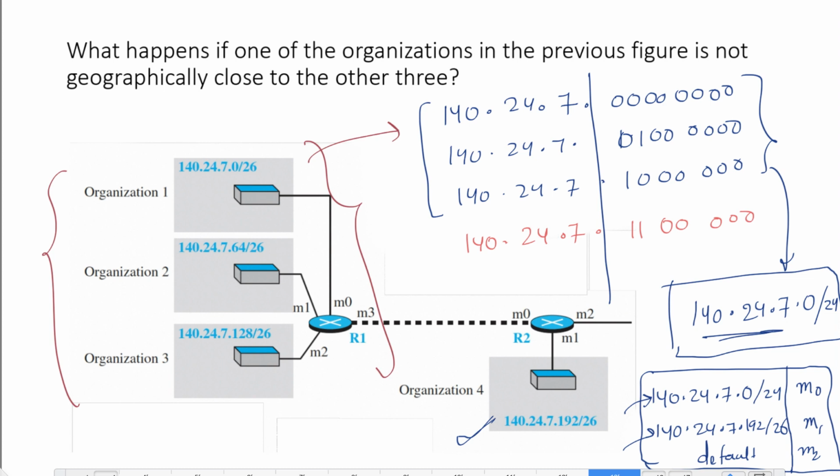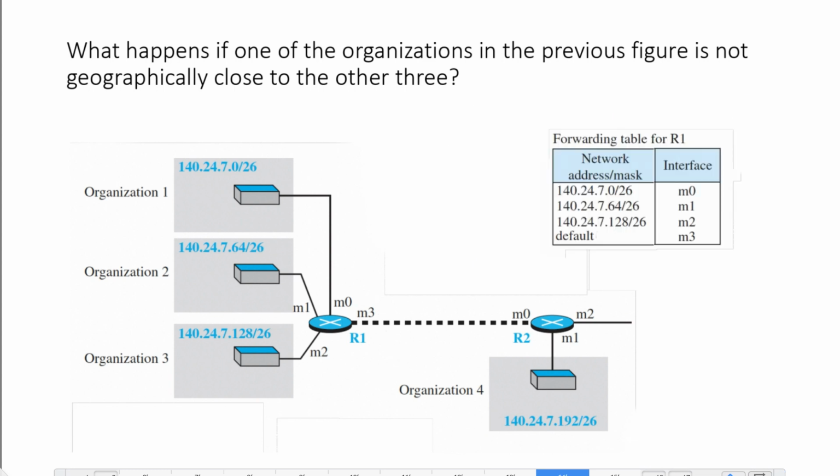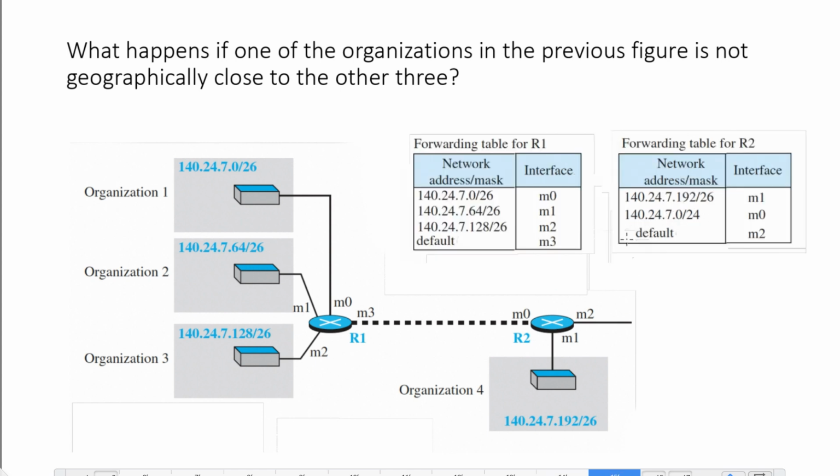Now here is one trouble, one problem, and we have a solution also. But let me pose a question first. Suppose there is some packet that is coming to R2. So we have the routing table for R1, and this is the routing table for R2. R1's routing table is very easy. For R1 these are three different networks and you can't supernet, but for R2 you can supernet.